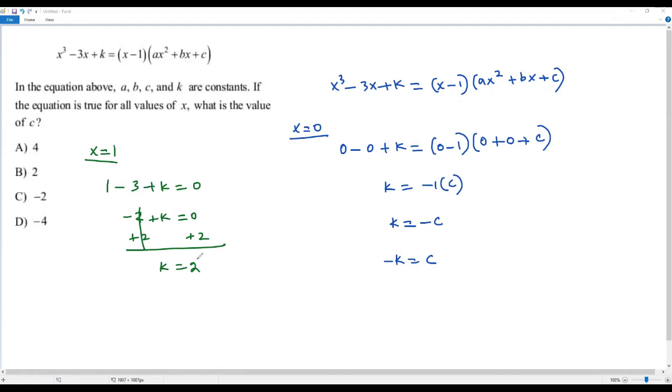Now we can plug in this 2 for k over here. Then I am getting negative 2 equals c. Here I got the value of the constant c, that is negative 2. We find this negative 2 in answer choice C. The correct answer choice for this question is C.